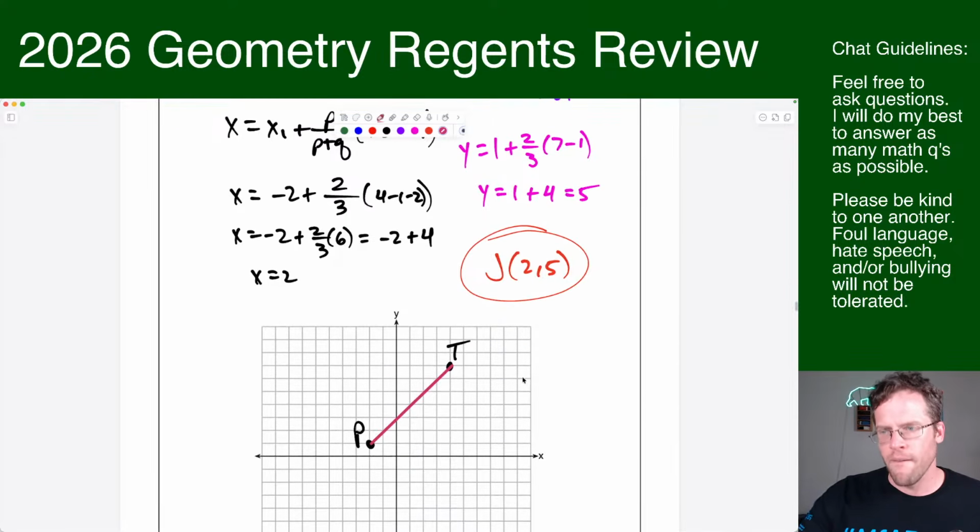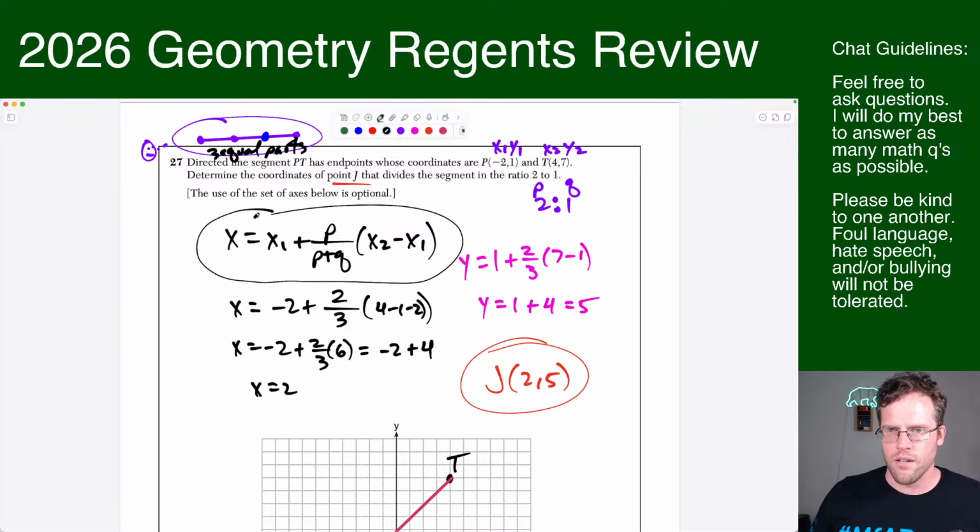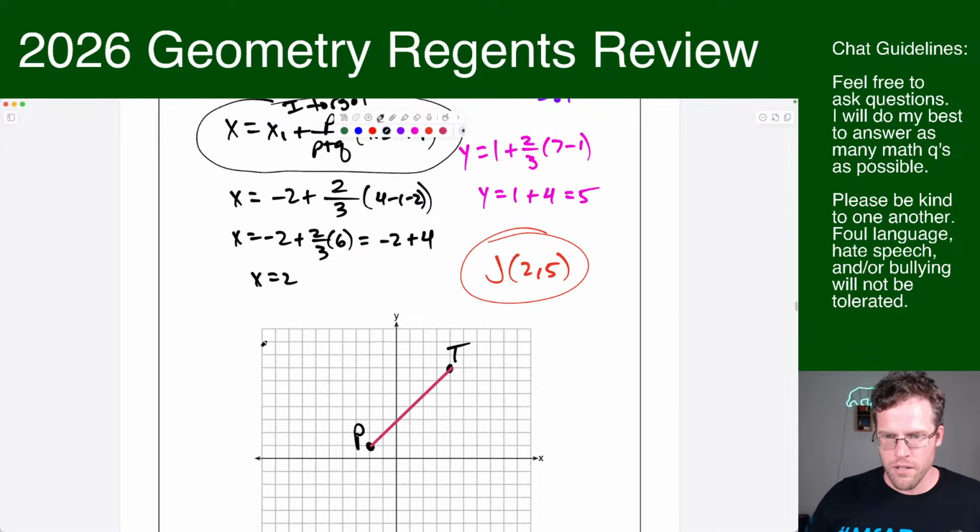But yeah. So let's say you can't memorize this. Like, oh no, I forgot that formula. Then use rise over run. You ready? To get from P to T, I go up 1, 2, 3, 4, 5, 6. So I go up 6, and I go over 1, 2, 3, 4, 5, 6.